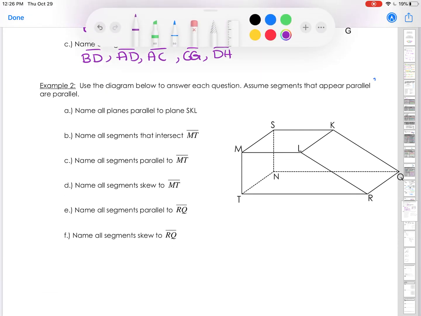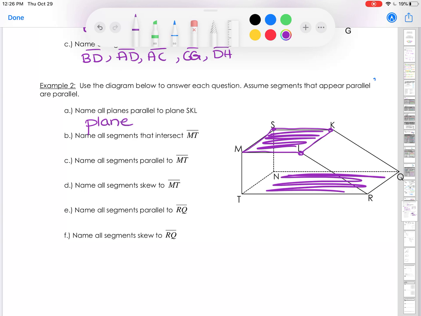Next question is very similar. So in our picture here, it's almost like a triangular prism with the top chopped off. We want to name all of the planes that are parallel to SKL. SKL, again, is the plane that contains those 3 points, so it's like the lid here, it's on top. So parallel would be the bottom, and we can pick any 3 letters from that bottom rectangle. So how about TRQ, or we could have picked the NQR or NRT, something like that.